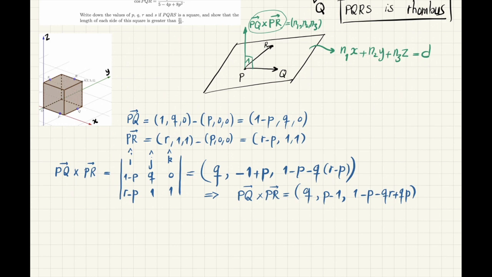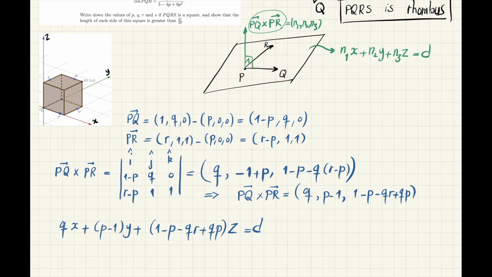So this is n1, this thing is n2, and this thing is n3. I plug them here, then I still need to find D. Okay, so let us just write that one first. So it becomes Qx plus P minus 1 y plus 1 minus P minus QR plus QP times z is equal to D.